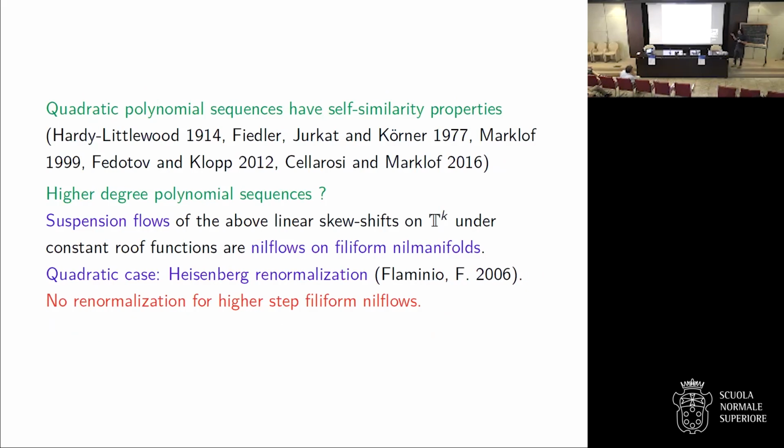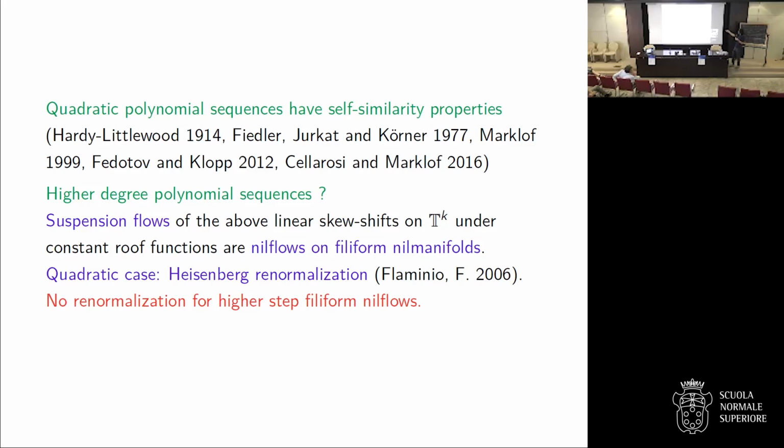So now why is this? Well, my answer is well known: the quadratic polynomial sequences have self-similarity properties. I will give you a version of an explanation why that's the case. Once you have self-similarity properties, you have an enormous literature, and I just put some names through the years that studied the quadratic case: limit distribution, curlicues, a lot of stuff. Now, for higher degree polynomial sequences, it's not clear. There is no renormalization.